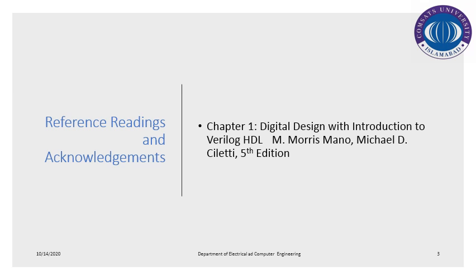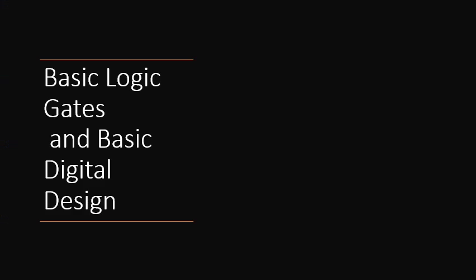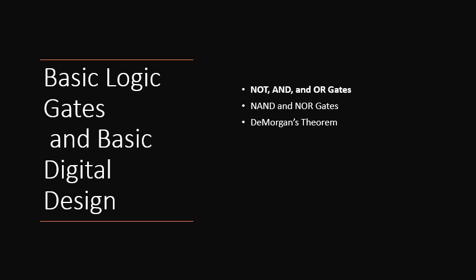So let us start our discussion with the basic logic gates. Basic logic gates are also known as the primary gates, which are the basic components to design digital systems or circuits. In today's session, we will be discussing the primary gates, that are the NOT gate, AND gate, and OR gate. Then we will switch to the NAND and NOR gates. Afterwards, we will discuss De Morgan's theorem if we get some time. Otherwise, we will continue this discussion in the next session.